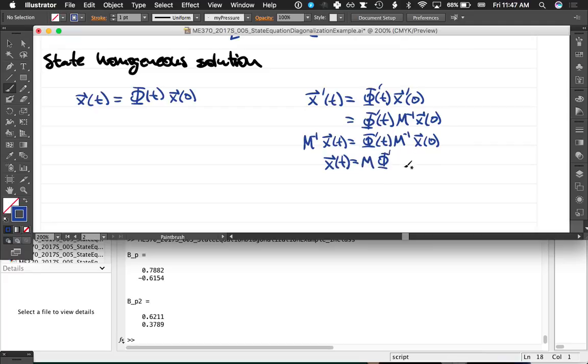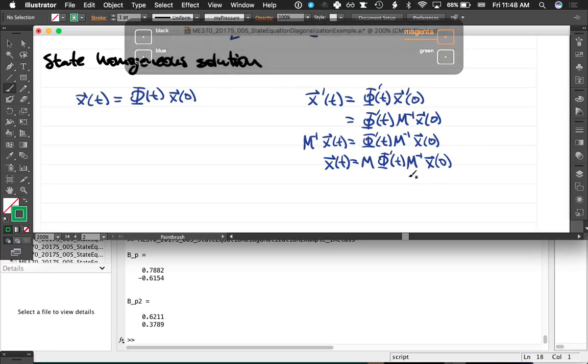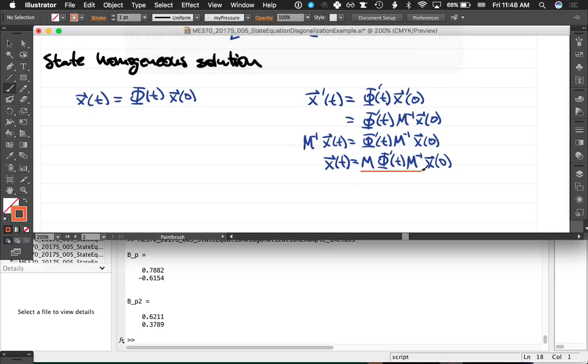So phi prime of t didn't go away. M inverse x of 0. So we now know everything in this formula, right? What I did in the notes before, if you're feeling a little bit confused, is I derived this, and we said, oh, well, this is just phi of t, right? No, this including the M's is just phi. So to convert from phi prime to phi, all we need to do is go through this relationship here.